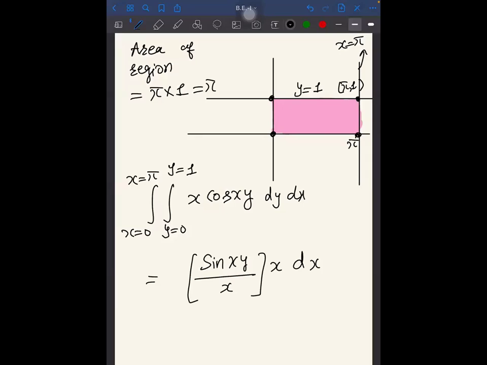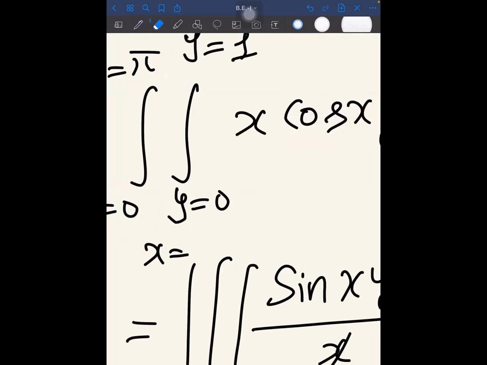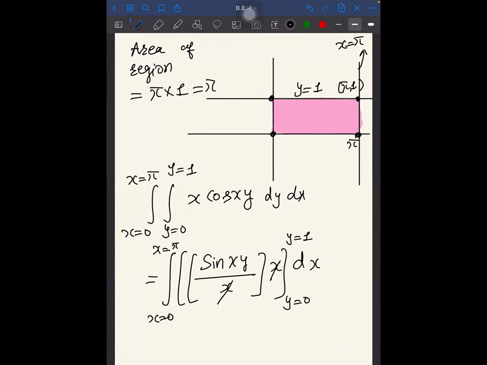Y is running from 0 to 1, and x from 0 to 1. So this x will get cancelled. Then x runs from 0 to pi. Let me write it properly. 0 to pi.